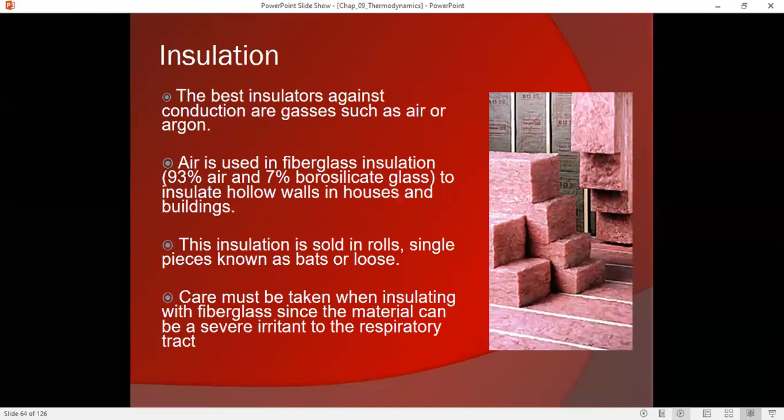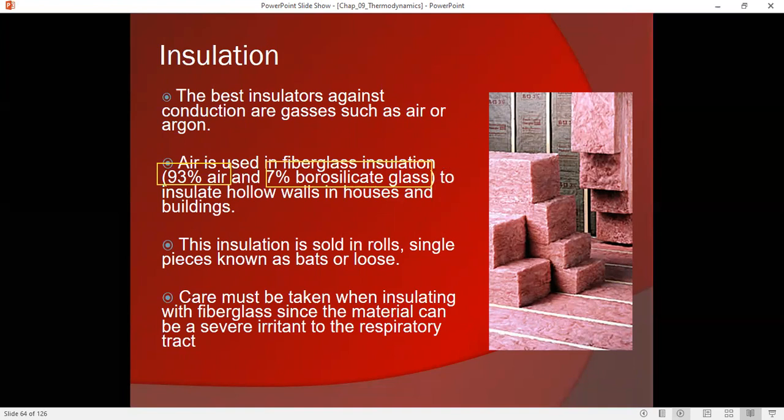So again, fiberglass insulation. This is the Owens Corning fiberglass insulation, which is pink, but it comes in a number of different colors. It's produced by a number of different companies. Again, it is 93% air. The reason why it's such a good insulator is because it's mostly open space. There aren't many molecules in air. Air has about 1,000th of the density of water. And the rest is borosilicate glass, fiberglass. The glass is spun into fibers.